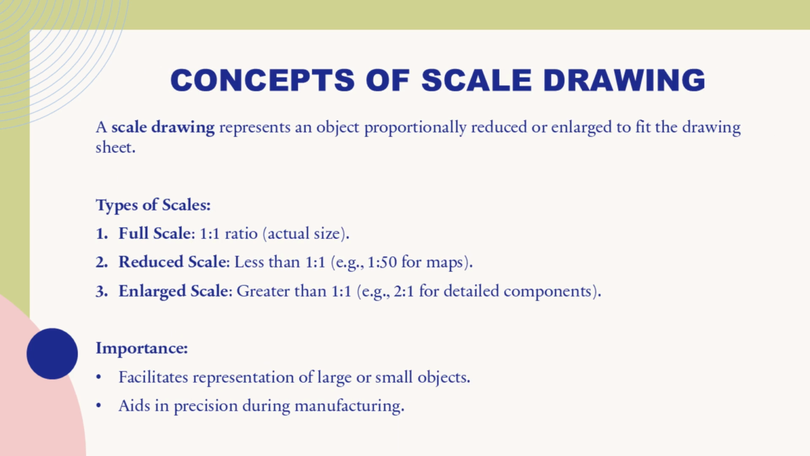Scale drawing is a powerful technique that allows engineers to represent objects proportionally, either reduced or enlarged to fit the drawing sheet. Imagine shrinking a massive building design to fit on a piece of paper or magnifying a tiny microchip component for detailed examination. We have 3 primary scale types: full scale, 1:1 ratio, reduced scale, less than actual size, and enlarged scale, greater than actual size. This approach facilitates the representation of objects of vastly different sizes while maintaining precise proportional relationships.